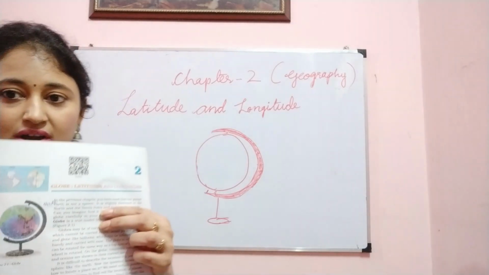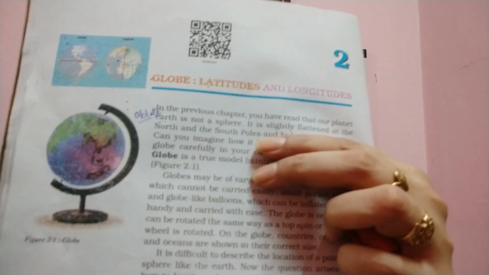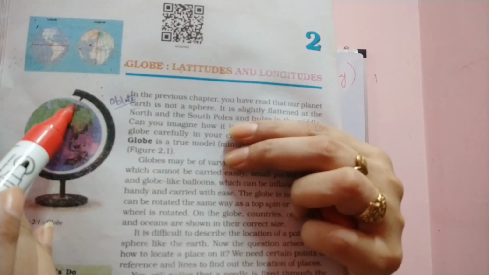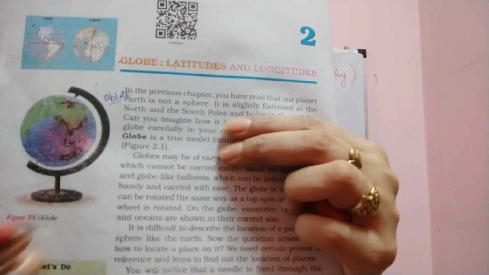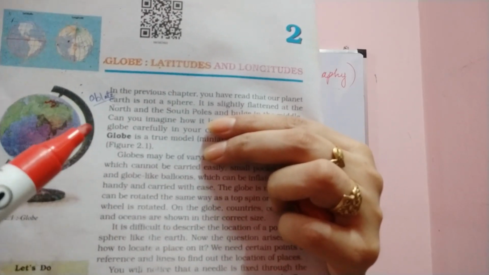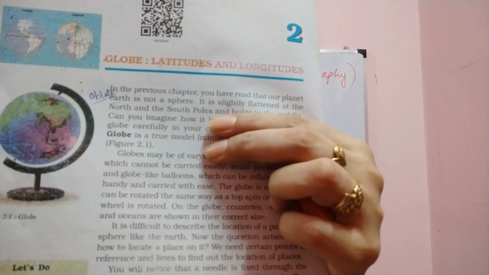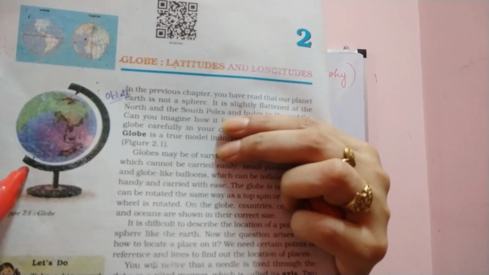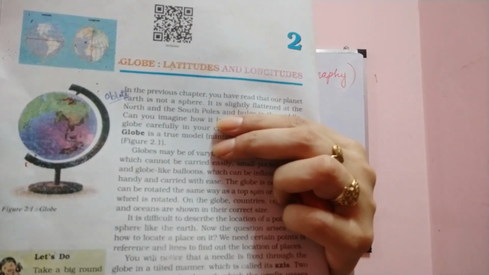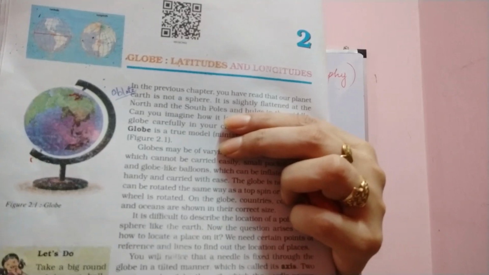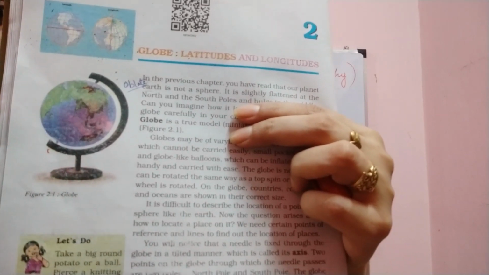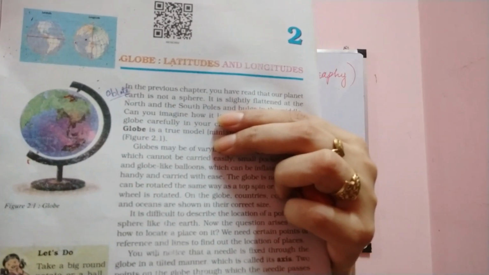I'll show you how exactly a globe looks. It looks like this. There is a needle, you can see it here. The needle is fixed through the globe in a tilted manner, which is called its axis. The two points on the globe through which the needle passes are called the North Pole and the South Pole. The globe can be moved on its needle from west to east, as we all know that Earth rotates from west to east. Just as Earth moves, we can move the globe also.